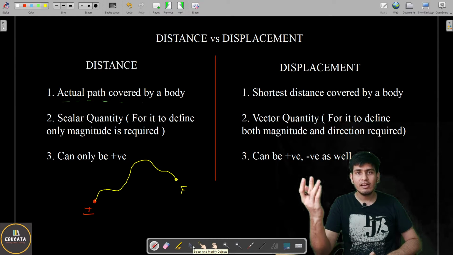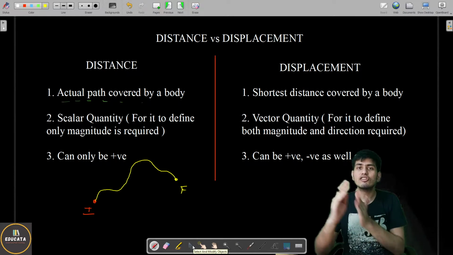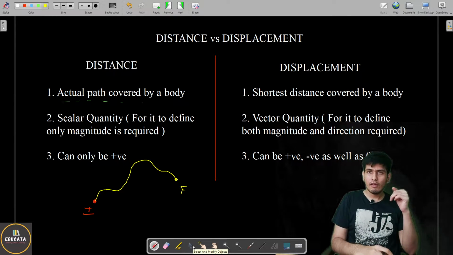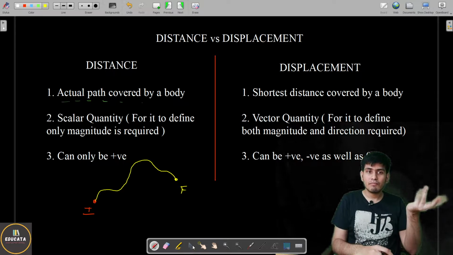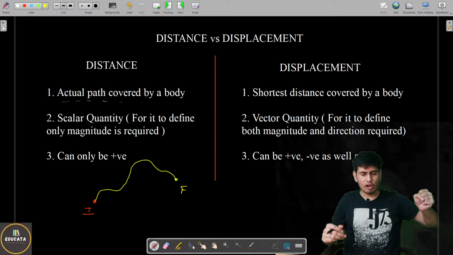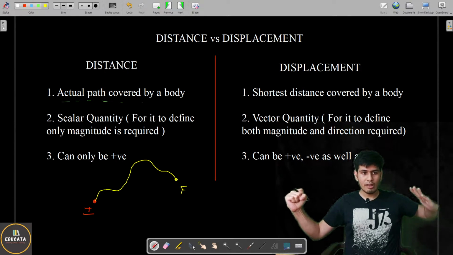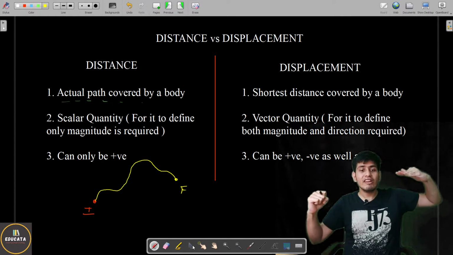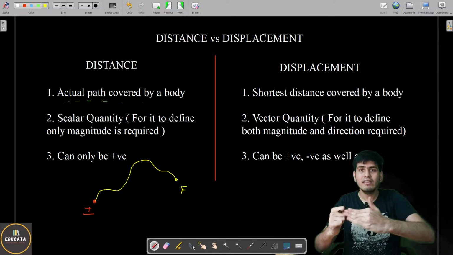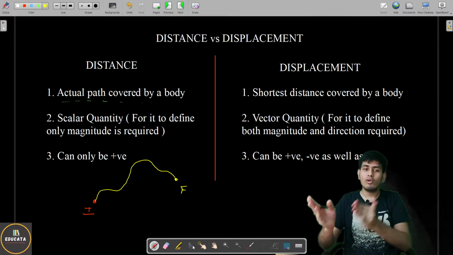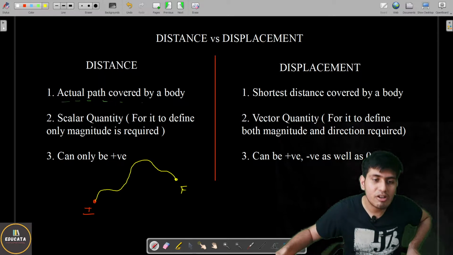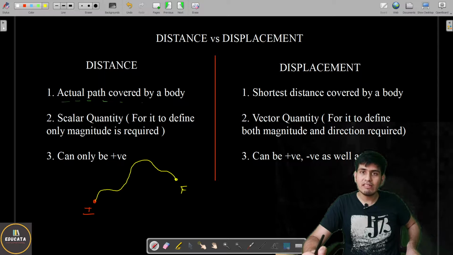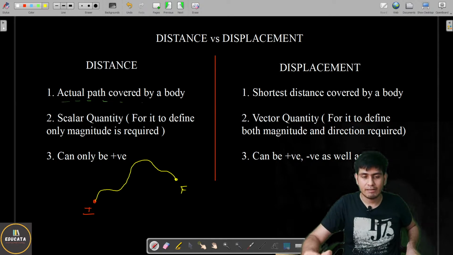Then what is displacement? Displacement is basically the shortest distance which is covered by a body. Suppose that you are going to your school with a helicopter. This is your home, this is the school, and you will travel in a straight line path. That particular path is known as the displacement. We can call it the shortest distance covered by the body, known as displacement.